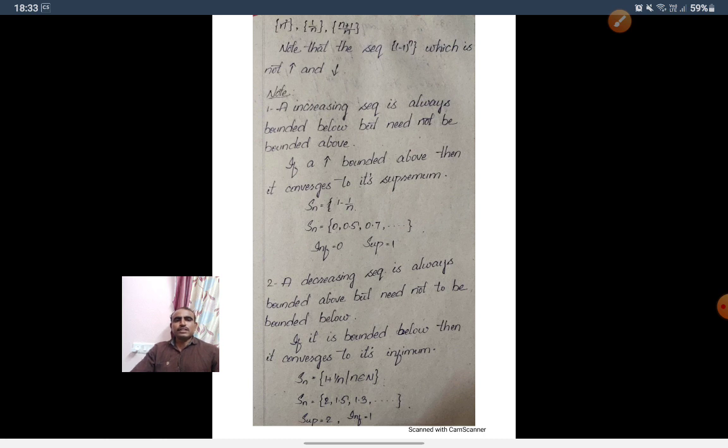So Sn is equal to 1 plus 1 by n. What do we get? 2, 3 by 2, 4 by 3 and so on. That is 2, 1.5, 1.33 and so on. So its maximum is 2, supremum is 2. Infimum: as n increases, 1 by n tends to 0, so the minimum value is 1 plus 0, which is 1. So its infimum is 1, so it converges to 1.